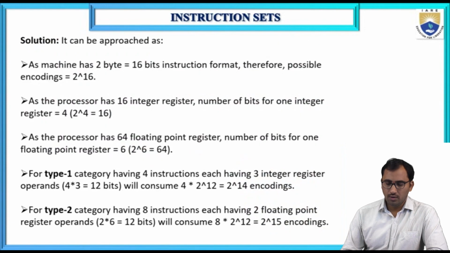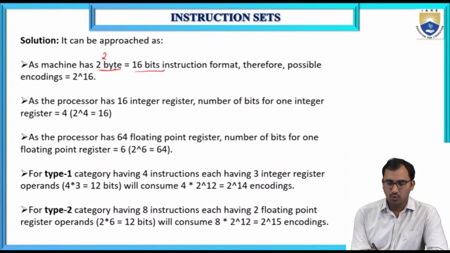Okay. As we already know, the machine's instruction size is 2 bytes. 2 bytes means 16 bits, because 1 byte is equal to 8 bits, so 2 into 8 is equal to 16. With a 16-bit instruction format, the possible encodings are 2 power 16. So in total, 2 power 16 encodings are there.